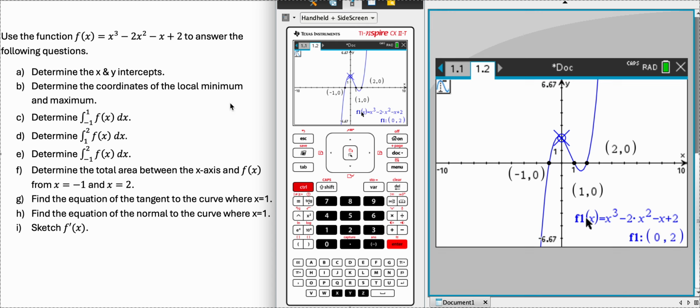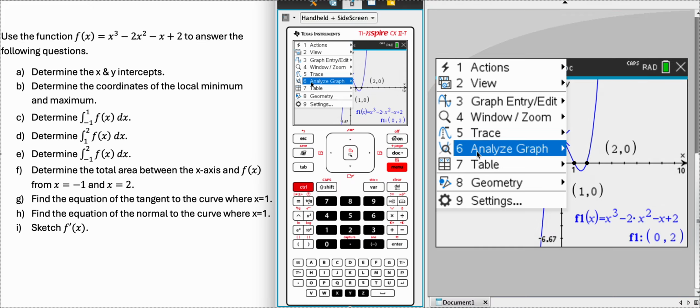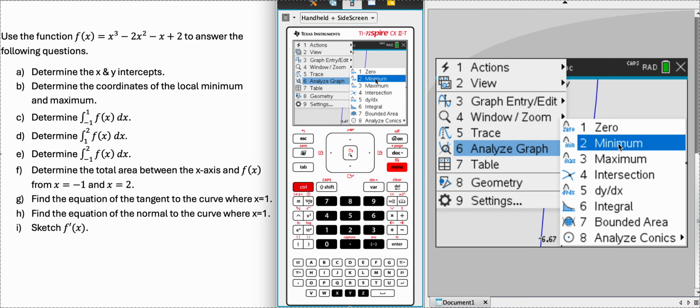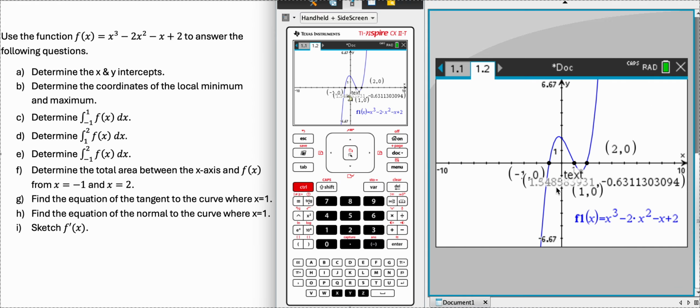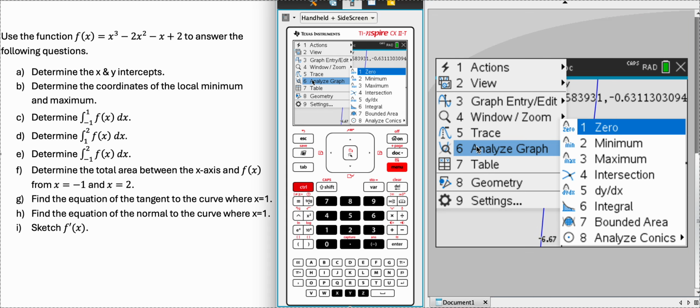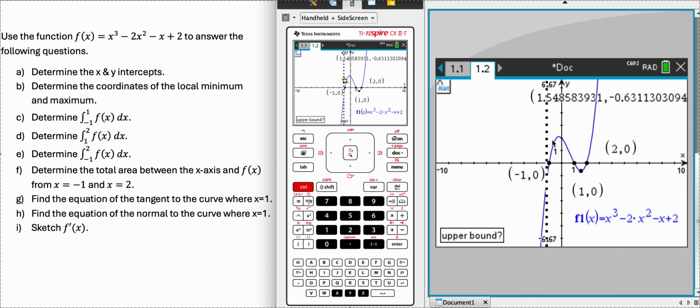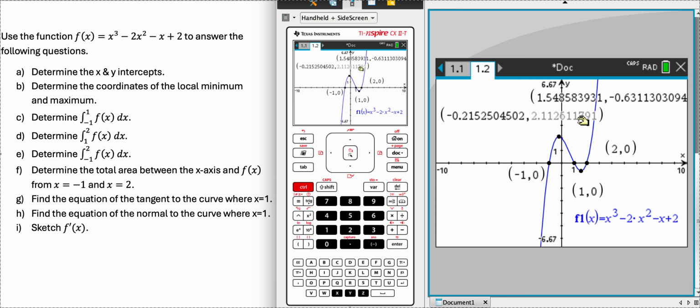Okay, so part B, determine the coordinates of the local minimum and maximum. So you can see there's a local maximum here, a local minimum there. So go to menu, analyze graph, and minimum, we will just do this. Okay, and we can just round that to 3 significant figures, but I'll put that to the side for now. We'll do the local maximum as well. Menu, analyze graph, maximum, and there we go.